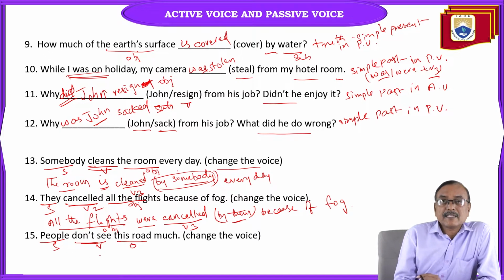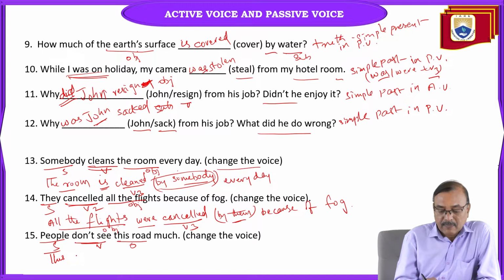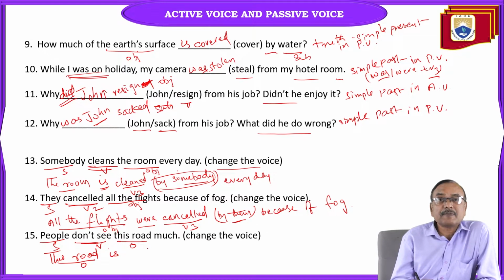So think of the change of voice. This is in active voice. Now change it into passive. This road, which is the object. Which tense is it here? Simple present tense. So is is the passive helping verb. This road is, and here keep not. The main verb is in V3 form, seen. This is the V3 form main verb. This road is not seen.